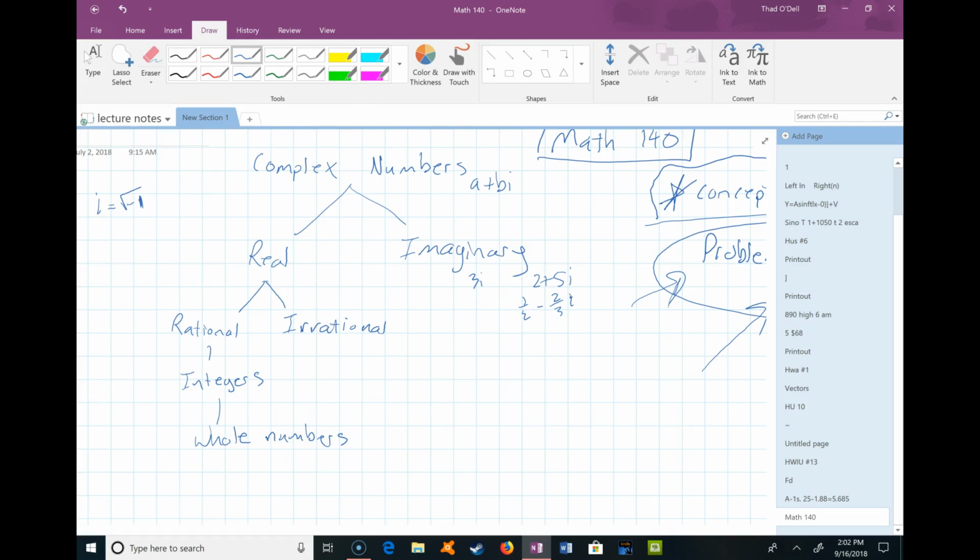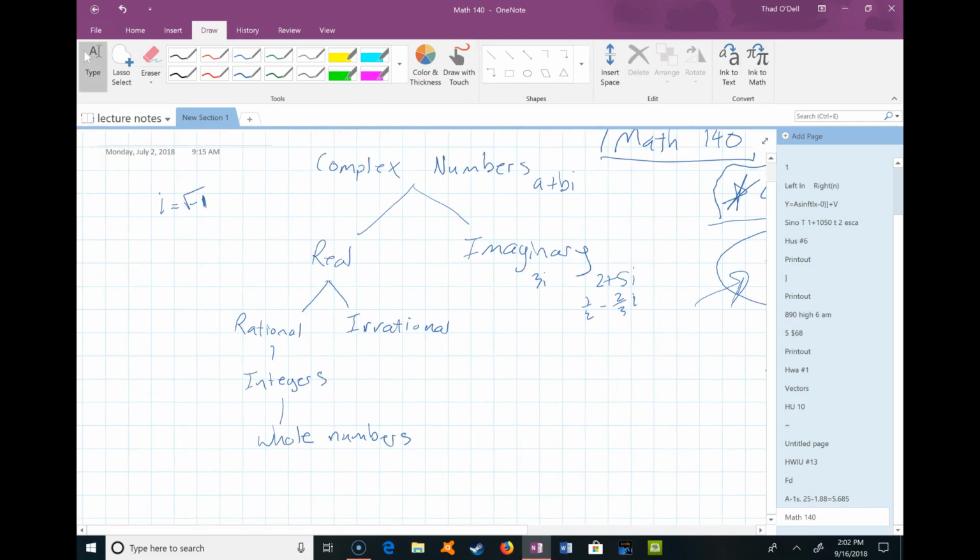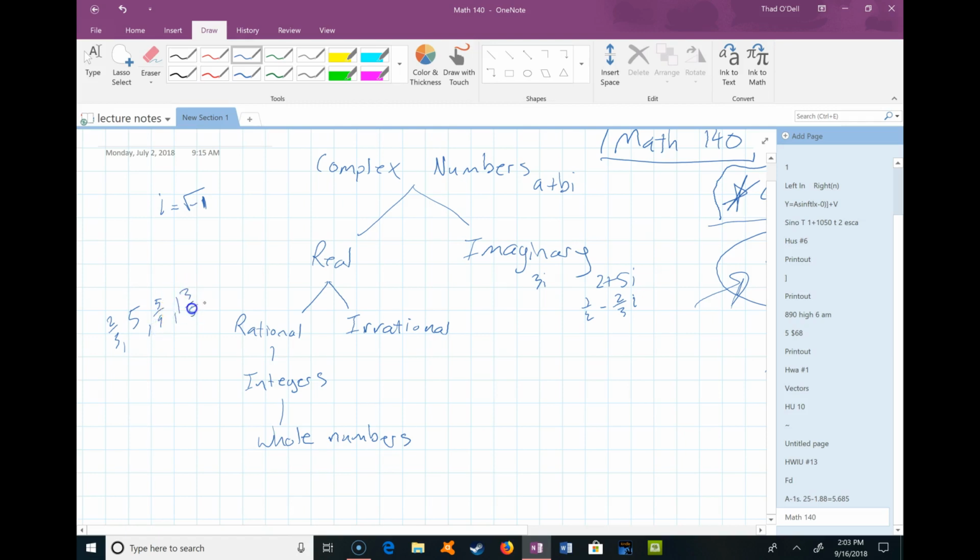Okay, so now the real numbers are broken into two types of numbers, rational and irrational. Rational numbers are numbers that can be expressed as a fraction. So 2/3, 5, 5/9, 1 3/5. All these things are numbers that can be expressed as fractions. Even, for example, 0.33 repeating. That is a rational number because it can be expressed as 1/3. It's the same thing as 1/3. So any number that can be expressed as a fraction is a rational number.